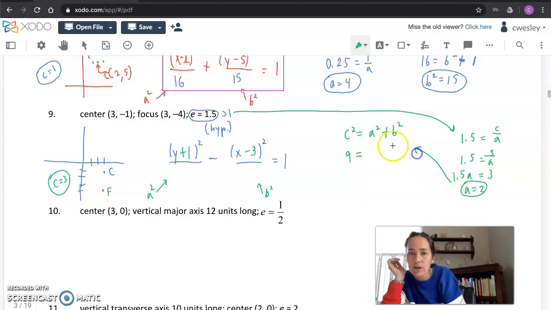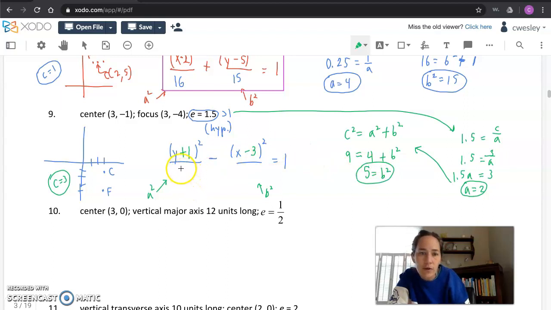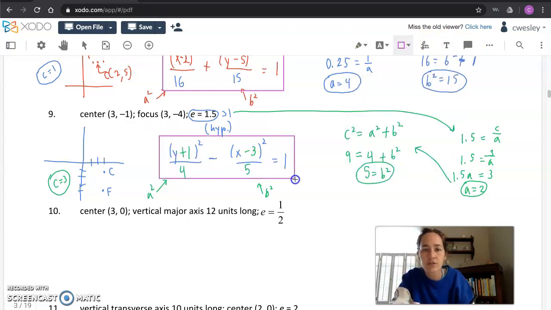We'll take this over here now. So 9, c squared, equals a squared plus b squared, and you get b squared should be 5. Okay, so a squared of 4 can go here, b squared of 5 can go there. Looking pretty good. We'll box it. And that's your standard form.